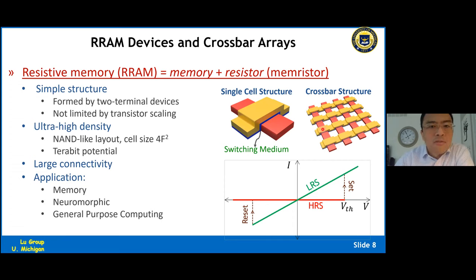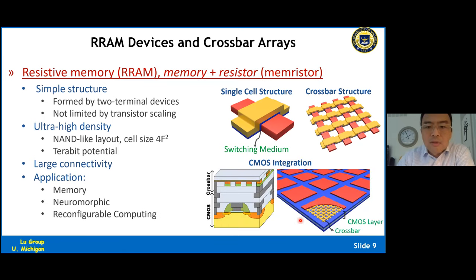So that's why people are very interested in this type of device as a memory device. This is what I mentioned earlier: you can then integrate this on top of transistors, which further improves the density of the overall system.